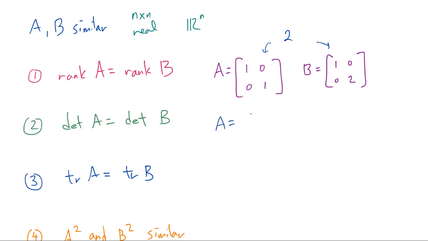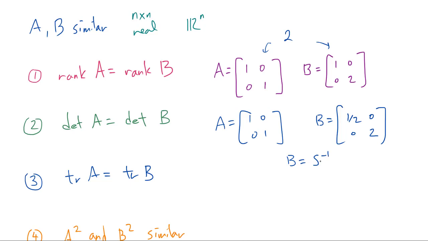I guess you can work with the same identity matrix if you want to. And let me now use 1/2, 0, 0, 2. And the reason that A and B are not similar is because if they were, such that B is equal to S inverse times A, which is the identity matrix, times S, then of course this is going to force B to be the identity matrix as well. But B is not the identity matrix, so A and B are not similar.